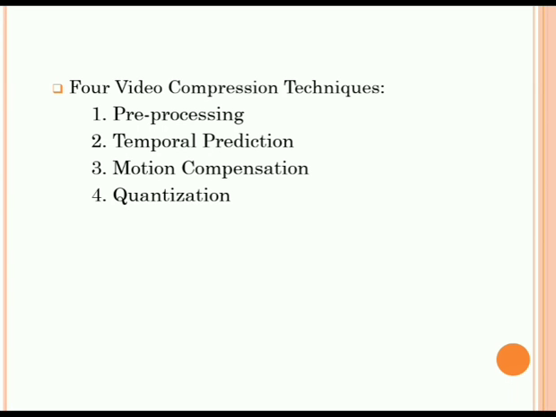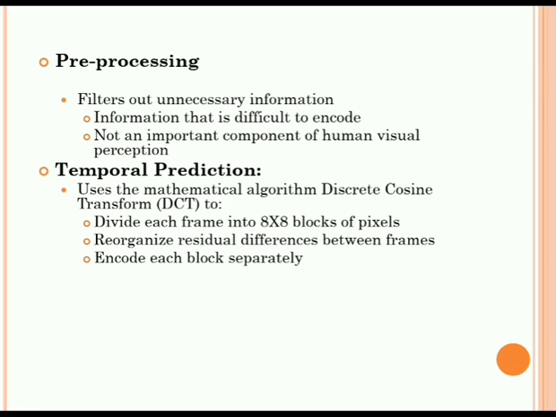Now let us see the first technique, that is pre-processing. The pre-processing filters out unnecessary information that is difficult to encode and not an important component of human visual perception, meaning it cannot be caught by human vision. That can be filtered out or removed from the data.